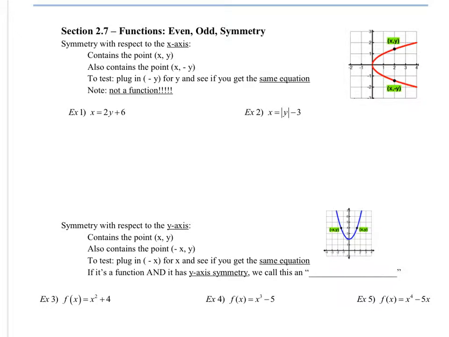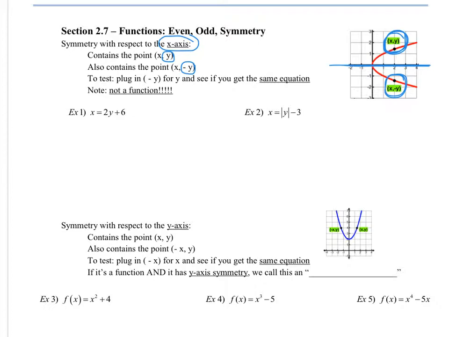So the very first one we're going to talk about here is symmetry with respect to the x-axis. We have all these bullet points here. Contains the point x comma y, also contains the point x comma negative y. So one thing to be thinking about is that if you have x-axis symmetry, that means that it's your y value that changes. Because think about it in terms of this. We have the point x comma y here, and if you make the y value negative, then you end up down here, which therefore gives us our x-axis symmetry. Okay, so just kind of think about that. It's a little confusing. X-axis symmetry has the point x, y and x, negative y.